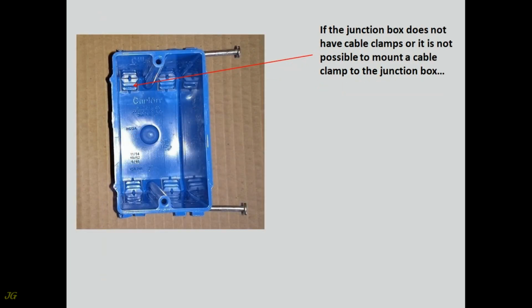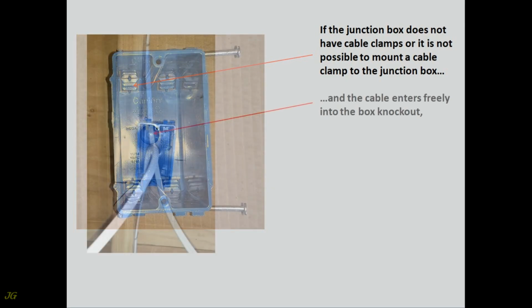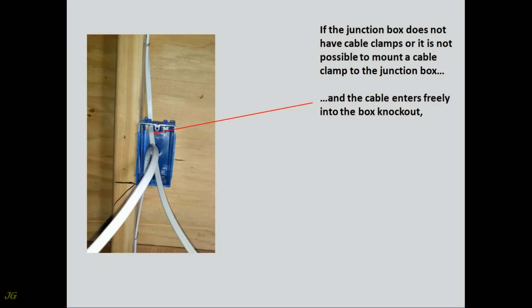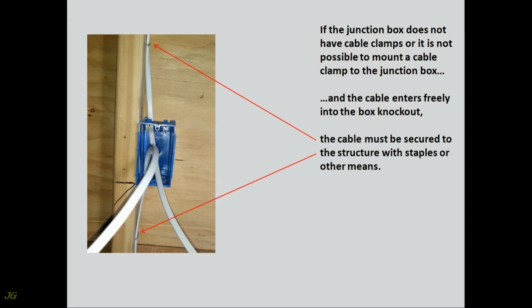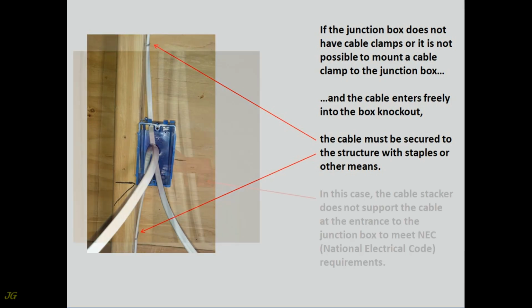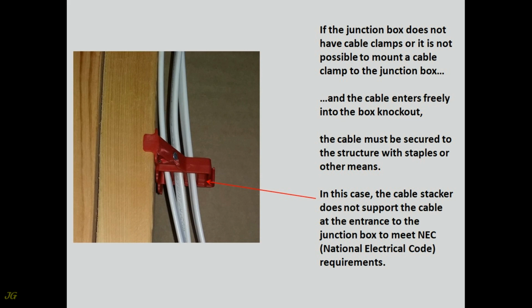If the junction box does not have cable clamps or it is not possible to mount a cable clamp to the junction box, and the cable enters freely into the box knockout, the cable must be secured to the structure with staples or other means. In this case, the cable stacker does not support the cable at the entrance to the junction box to meet NEC, National Electrical Code, requirements.